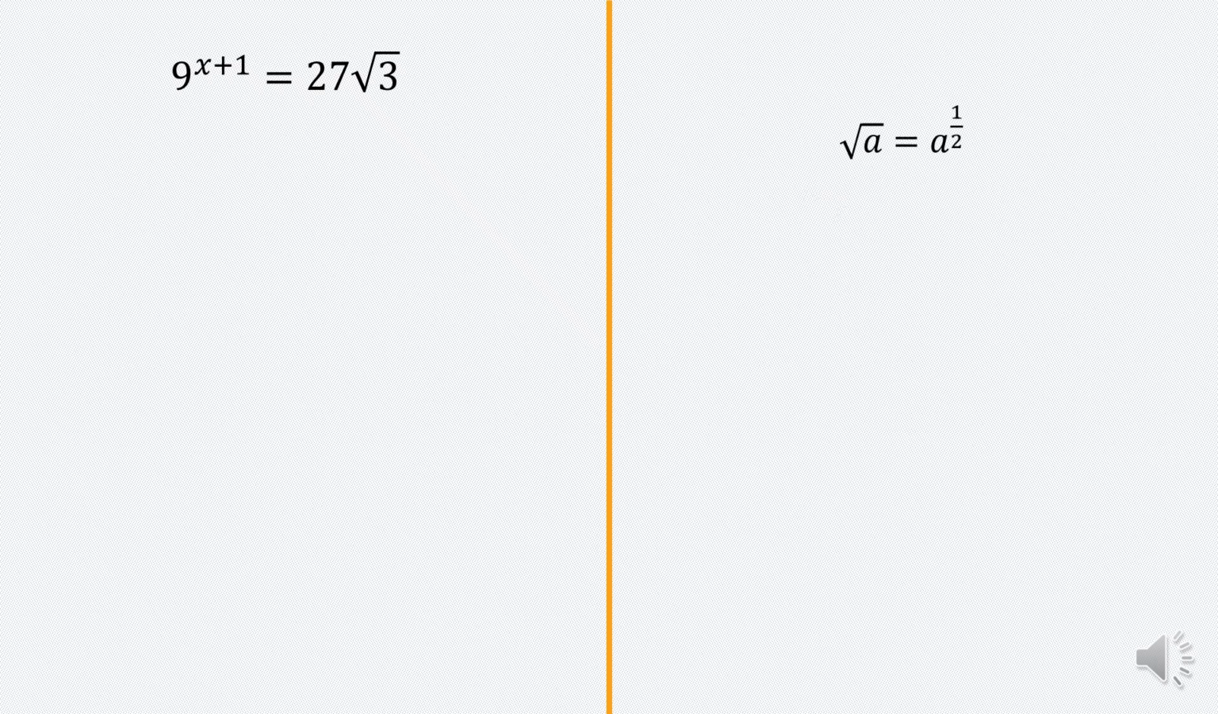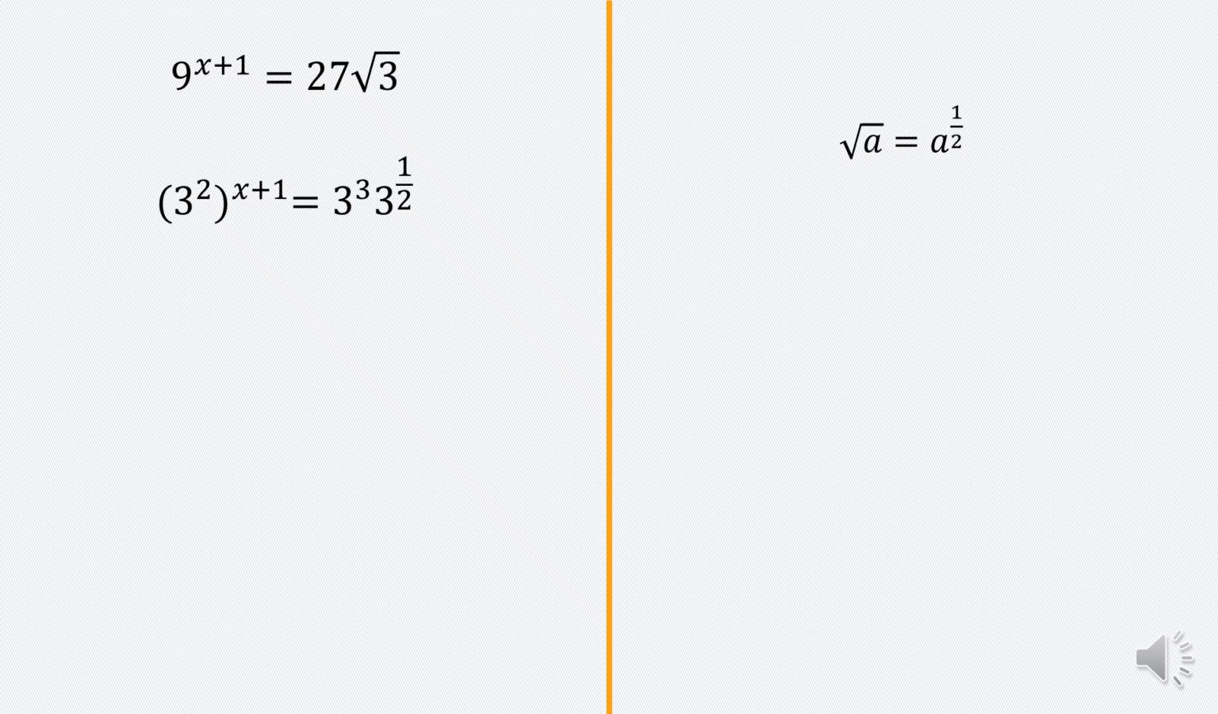The first thing I do is apply this rule or identity that says the square root of a can be written as a to the exponent half. So root a is the same as a to the power of half. So let's apply it here. My 9 is now 3 squared to the power of x plus 1. 27 is 3 cubed, and root 3 is 3 to the power of half. So that's how the equation looks now. We now have a common base of 3.